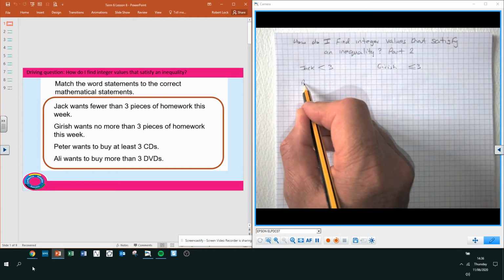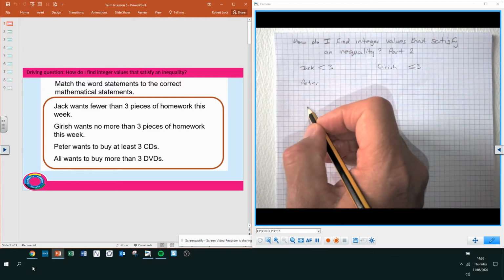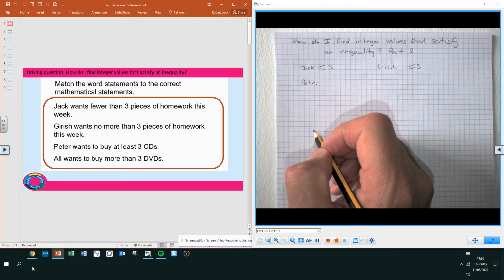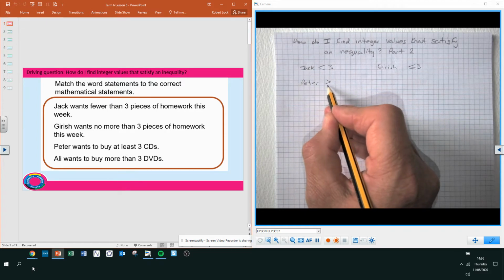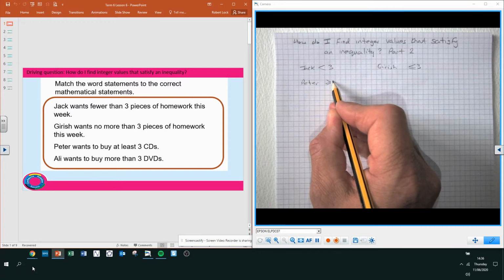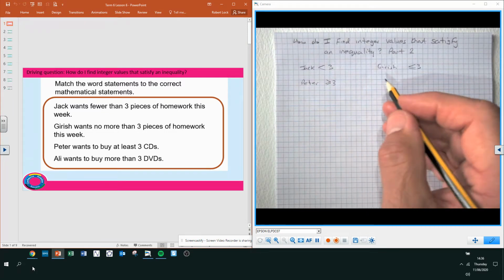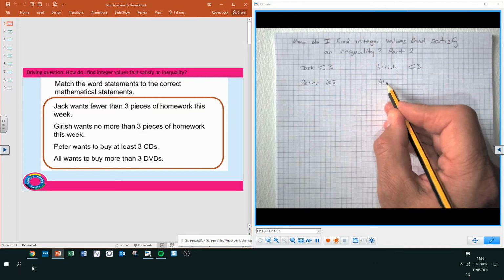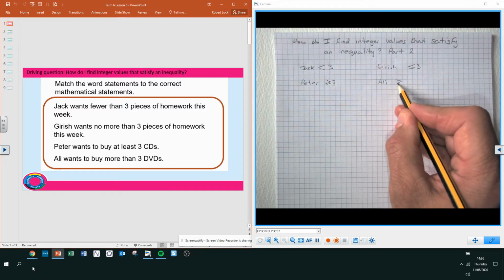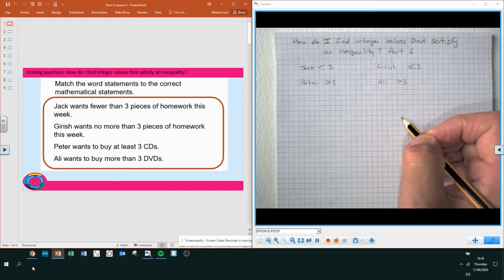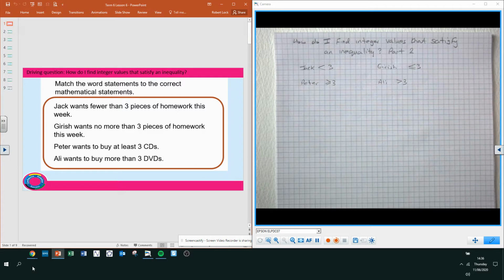Peter wants to buy at least 3 CDs. So at least 2 won't do. At least 3. So greater than or equal to 3. And Ali wants to buy more than 3 DVDs. So it's more than 3. More than 3. Okay.